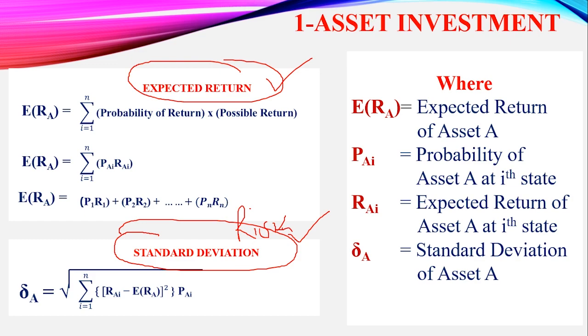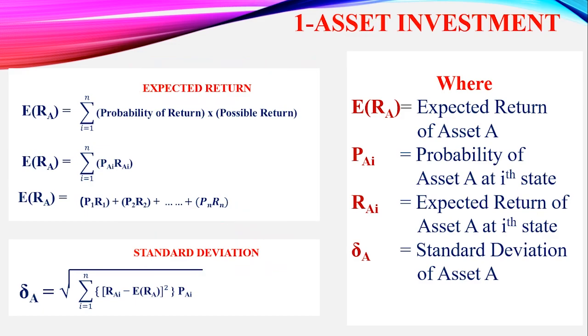Like, if I may just take an example here. But before I get to the example, let's check on the formulas. To get the expected return, let's take, for instance, asset A. The expected return of asset A is given by the summation of all i's from 1 all the way to n, you take the probability of return, then you multiply that by the possible return for each and every state. Then you add all of them together.